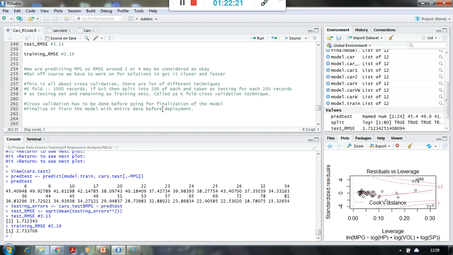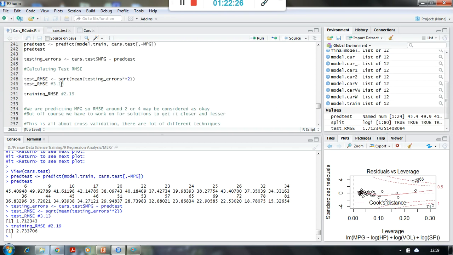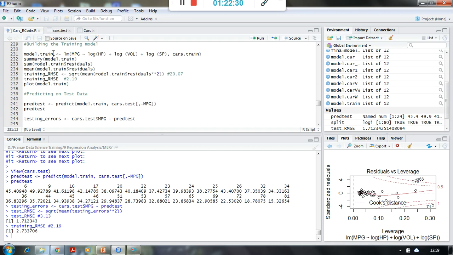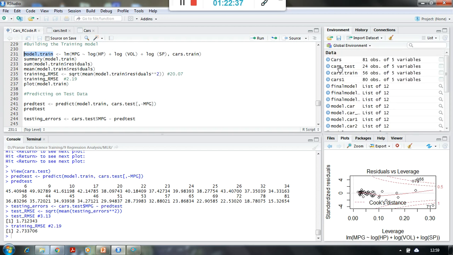So finalize or train the model with the entire data before the deployment, which means if you split the data and have now validated your model, and you have finalized this model to be deployed, then you have to use the entire data over here, which is nothing but the cars data. Of course, without weight and without those 2 observations, the remaining 80 observations you will expose to this model, and then deploy the model. That step we will look at. I am going to create another video on that.